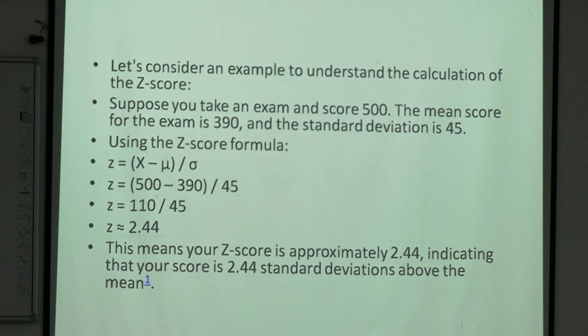The example of the exam is important, because here you have got 2.44, which means your score is 2.44 standard deviations above the mean. But if it is below 2 standard deviations, which means you will not be able to qualify for the exam. Okay, so that is the meaning of Z score.